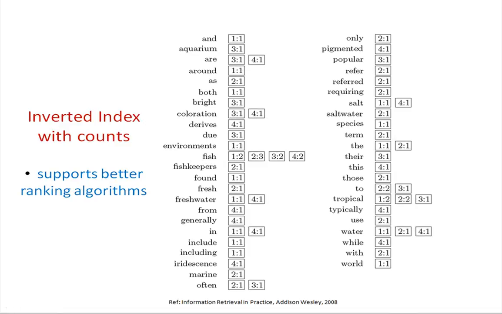Second is the inverted index with counts. That means, for example, aquarium: how many times does aquarium exist in document 3, D3, or document ID 3. For example, fish exists in document ID 1, count is 2. It exists in document ID 2 also, occurrence frequency is 3. In 3 also, occurrence frequency is 2, and so on.